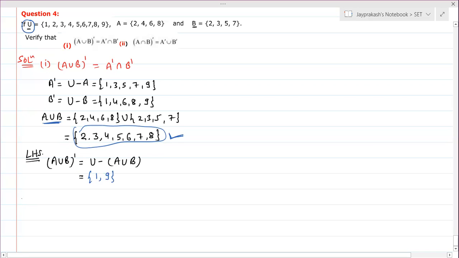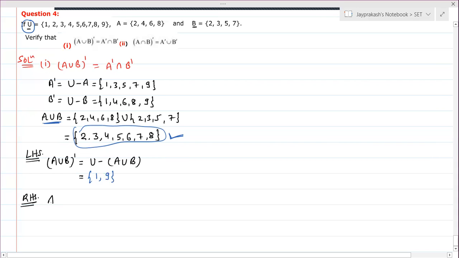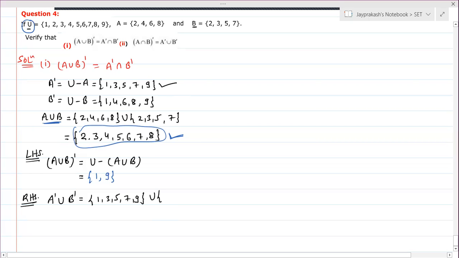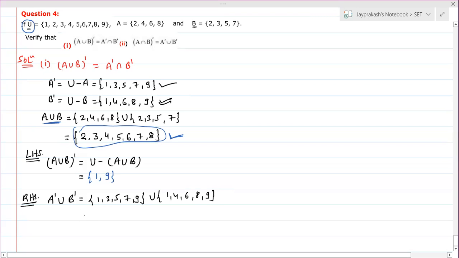Now let's start with the RHS part. Your RHS part is A complement union B complement. We have already calculated A complement, that means 1, 3, 5, 7, 9. This is your A complement. Then union with the B complement. So this is your B complement: 1, 4, 6, 8, 9.